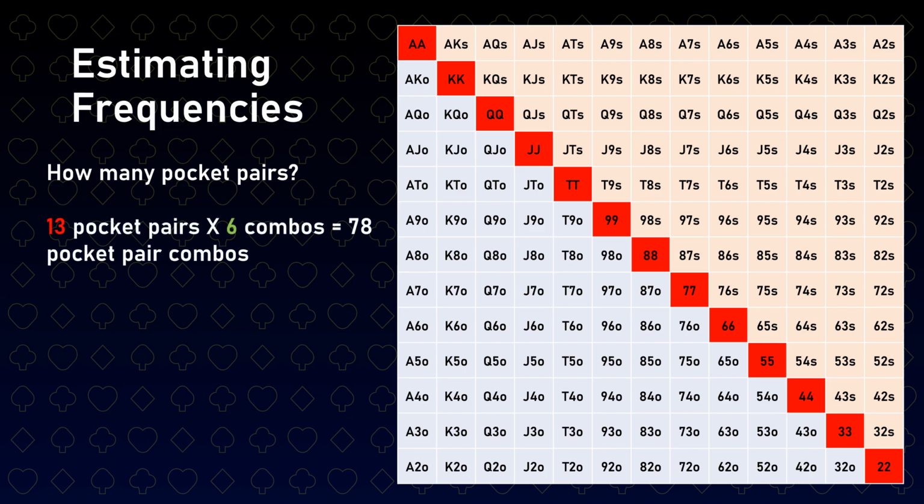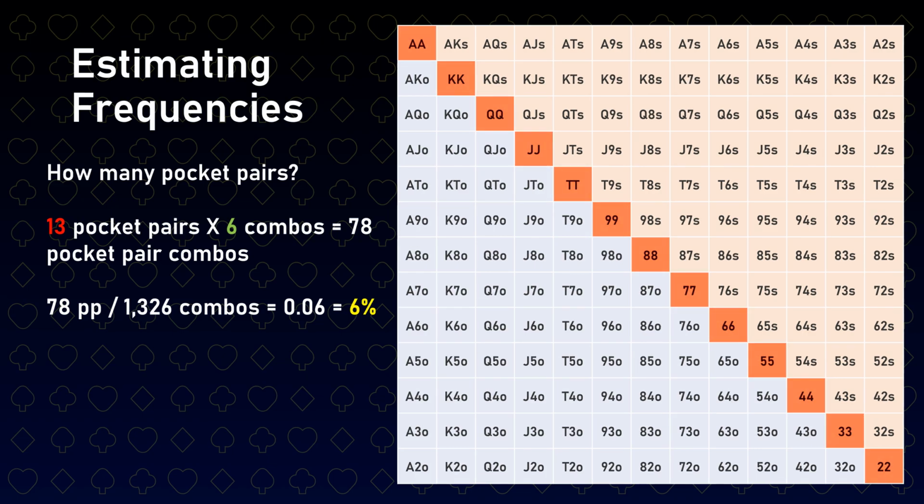So, we know there are 13 different pocket pairs. For each pocket pair there are 6 combos. This totals 78 combos. So, he is getting dealt a pocket pair 78 out of 1,326 times. 78 divided by 1,326 is 0.06 or 6% of the time.